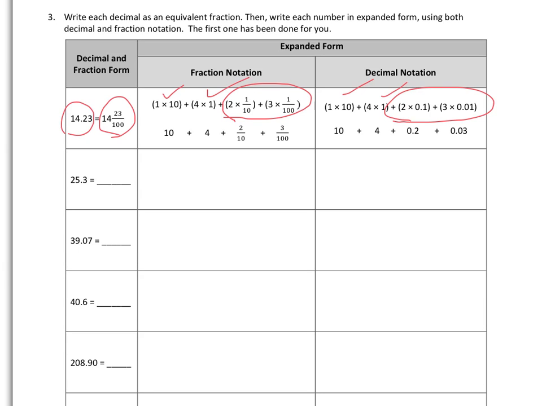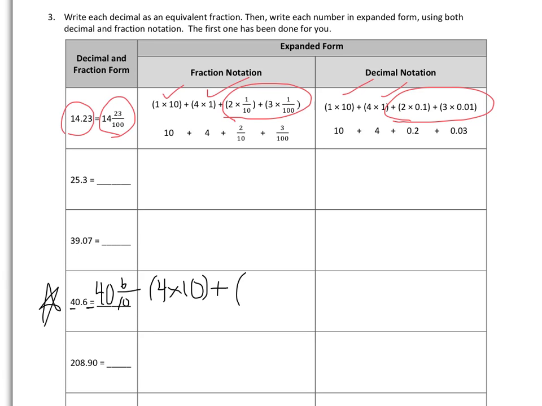So for instance, if students were to come down to this one, they have 40 and 6 tenths. As a fraction, they have 40 whole and 6 out of 10. For the expanded form, they want to put each value for the place. So they're going to start with the 4. So they have 4 times the place value, which in this case is tens, plus, they don't have anything in the ones place, so they don't even need to include it.